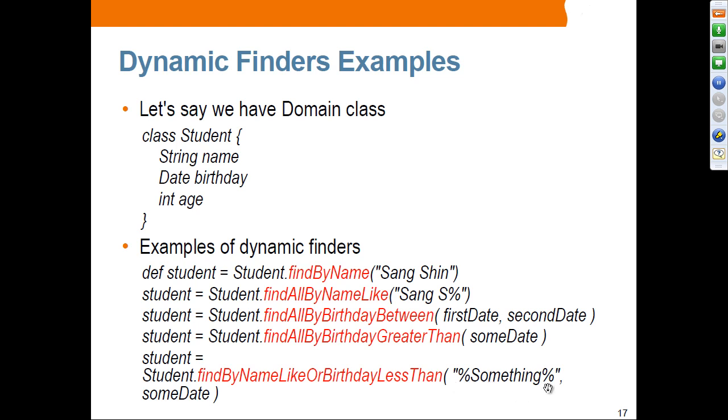Okay, so in this case, some date can be specified. The first one is for the name, and the second one is for the date, so in this case we have two arguments. All right. So these methods are not present. They do not exist in the student domain class. However, these finder methods get created during runtime through the method missing scheme.